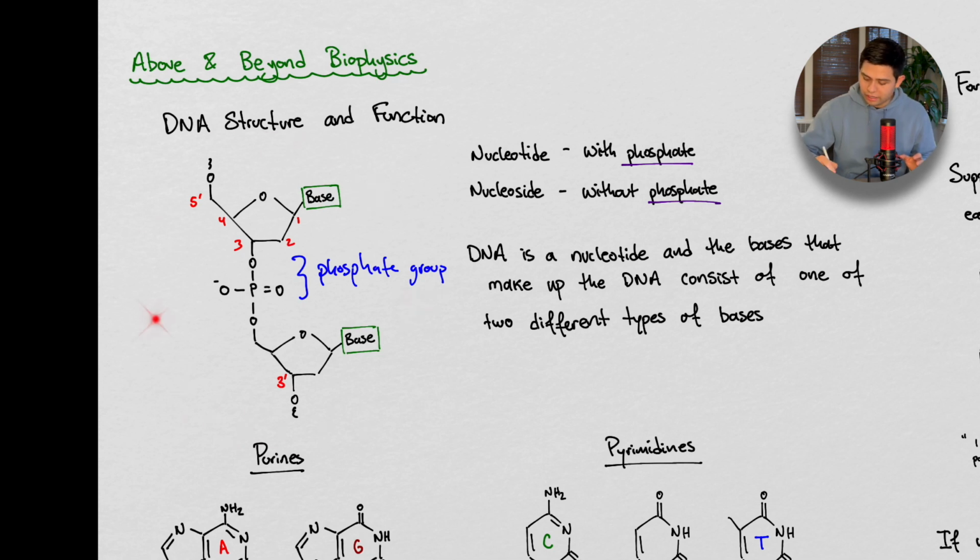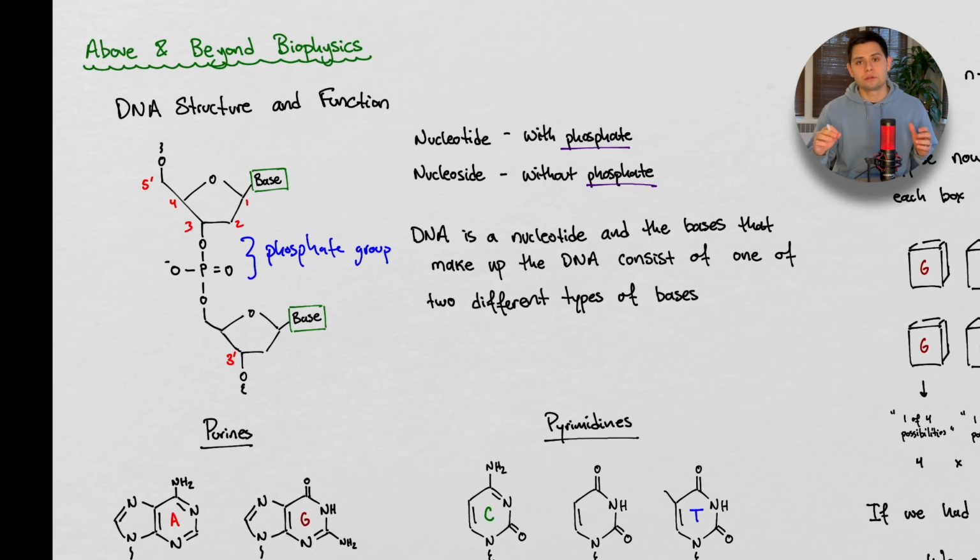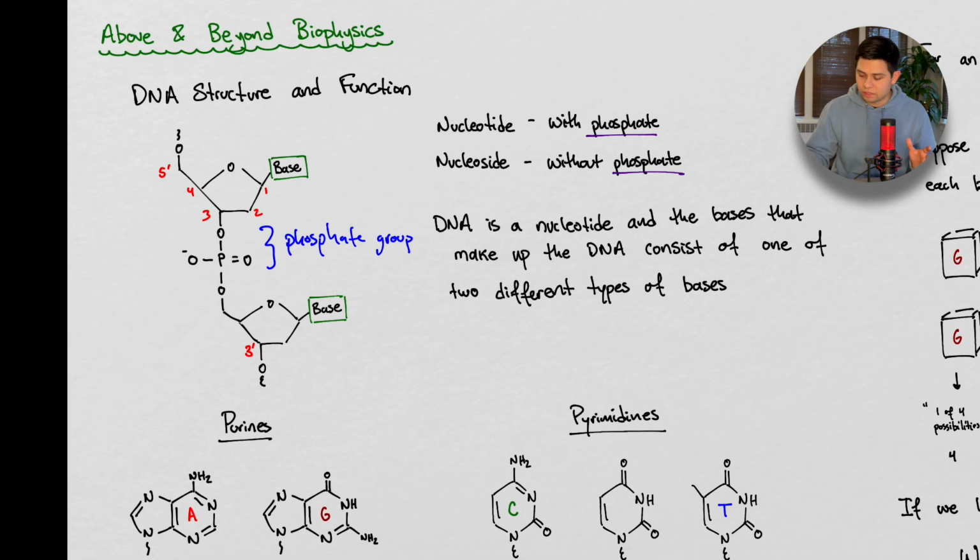This total thing is called a nucleotide. Okay, a nucleotide is one of these things, these 5 carbon things, or sugars, if you want to call it. We typically call them sugars in biochemistry. But if there's a phosphate involved, it's considered a nucleotide. If there's no phosphate involved, it's considered a nucleoside. DNA is a nucleotide, and the bases that make up the DNA consist of one of 2 different types of bases. Now let's take a look at what these bases look like.